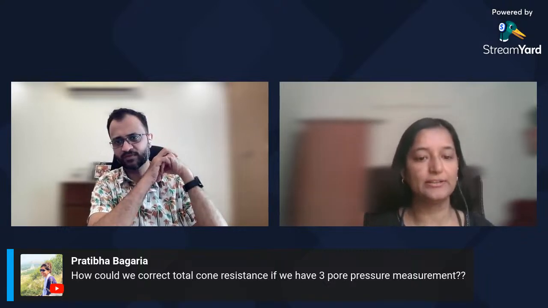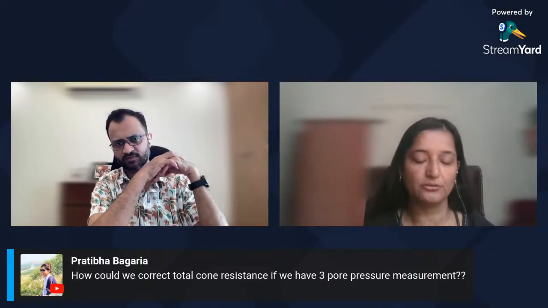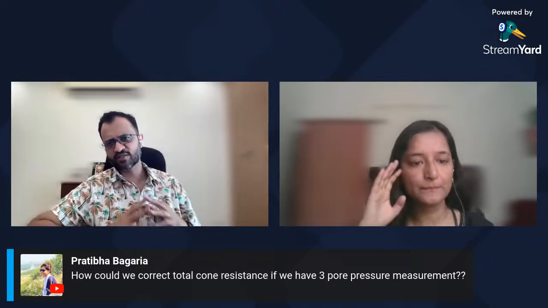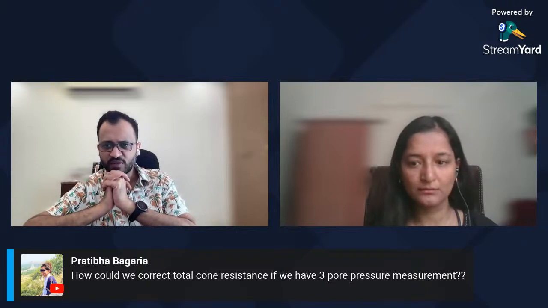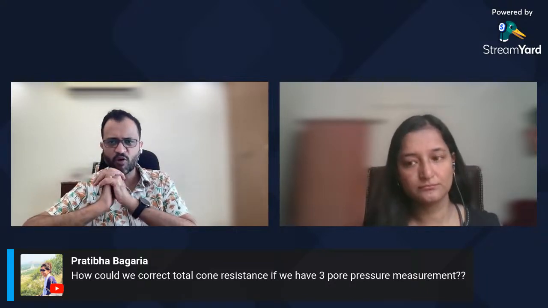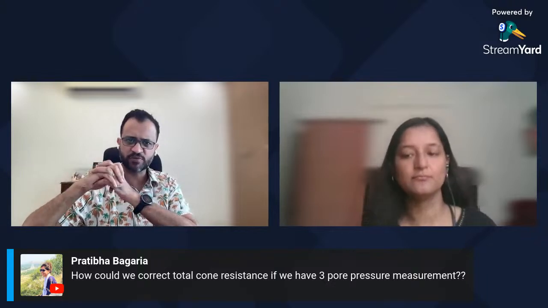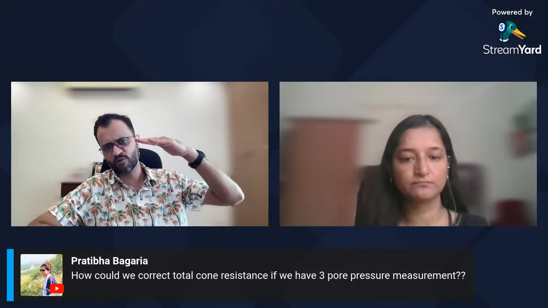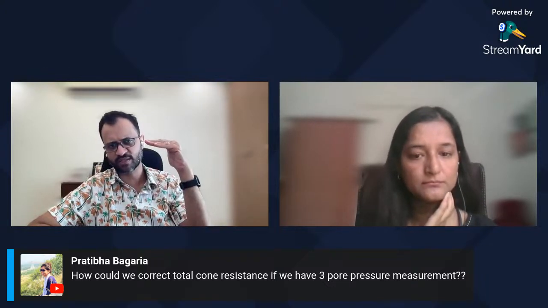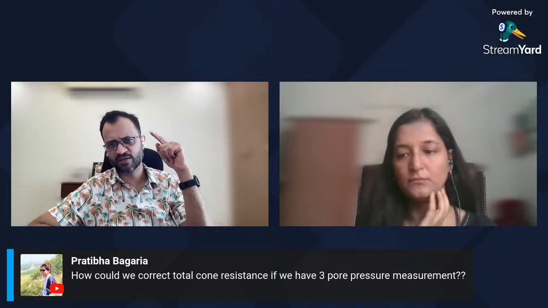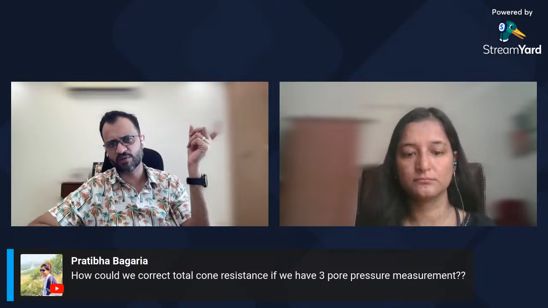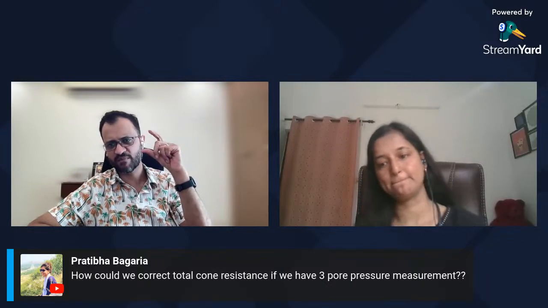He's asking, how could we correct total cone resistance if we have three pore pressure measurements? Pratibha, I don't think I understand your question. We don't have three pore pressure measurements. We have one pore pressure measurement, where you measure the dynamic pore pressure through a sensor just behind the cone. That U2 value is what's typically used to correct your cone tip resistance as well as your friction resistance. Maybe message me directly so I can understand the question better.